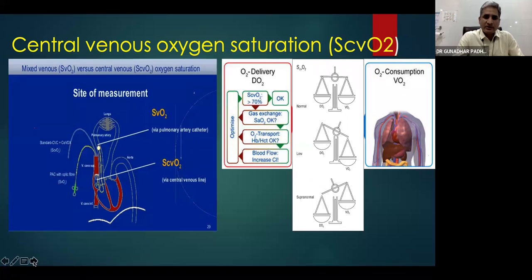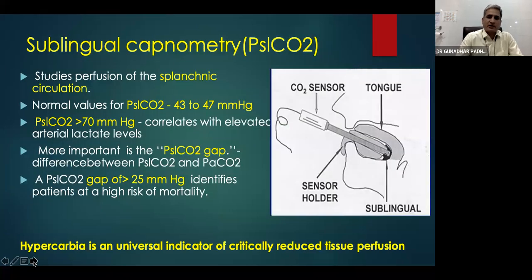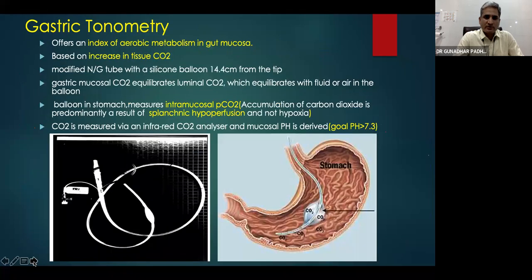And in late stage of septic shock, your VO2 is very, very minimal and your mixed central venous oxygen saturation goes very high. These are the different monitors to measure the regional circulation, like sublingual capnometry. The probes are available. You put it under the tongue and you measure the carbon dioxide tension, just like PCO2, and then you interpret the value. And this is called the PSL-CO2 gap, which is more important in such a scenario.